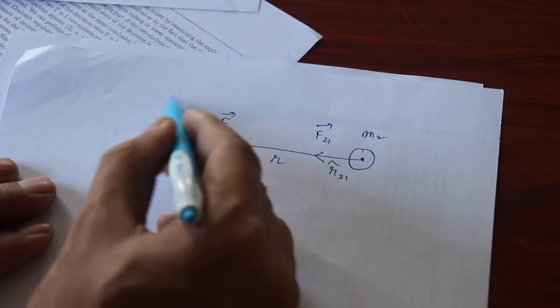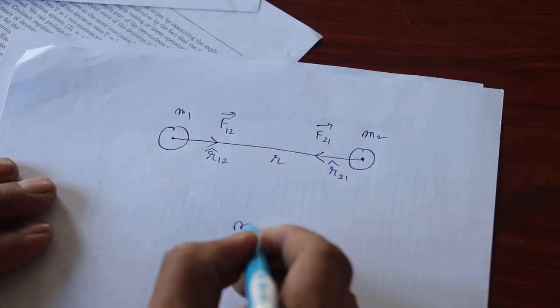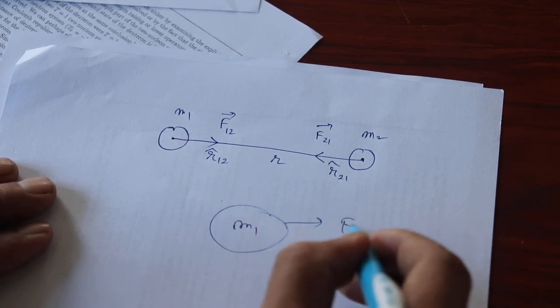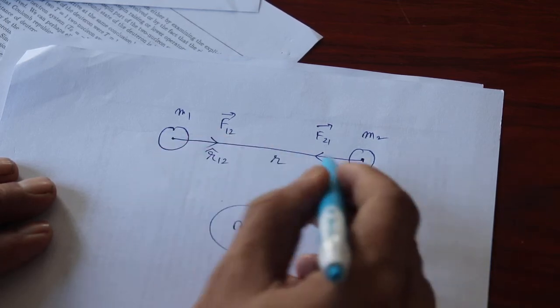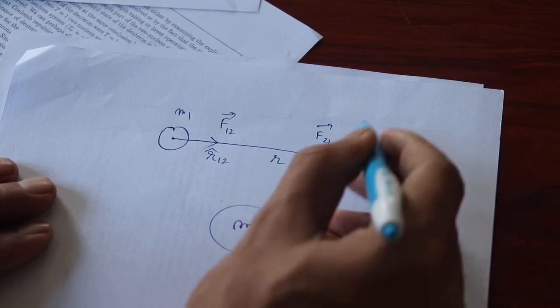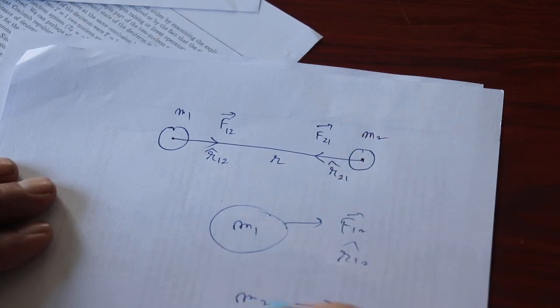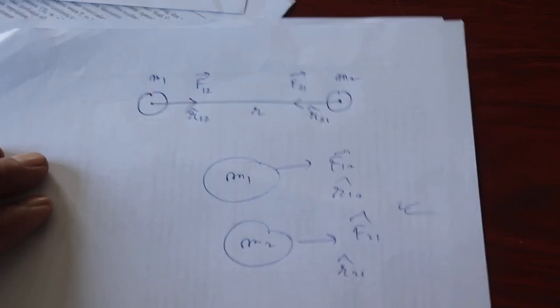Then for the mass M1, let the force be F12, okay? And let the distance be R12. At the same time, for mass M2, let the force of attraction between them be F21 and the distance be R21. That's all, okay? Just remember in this way. It's the easiest way to remember.